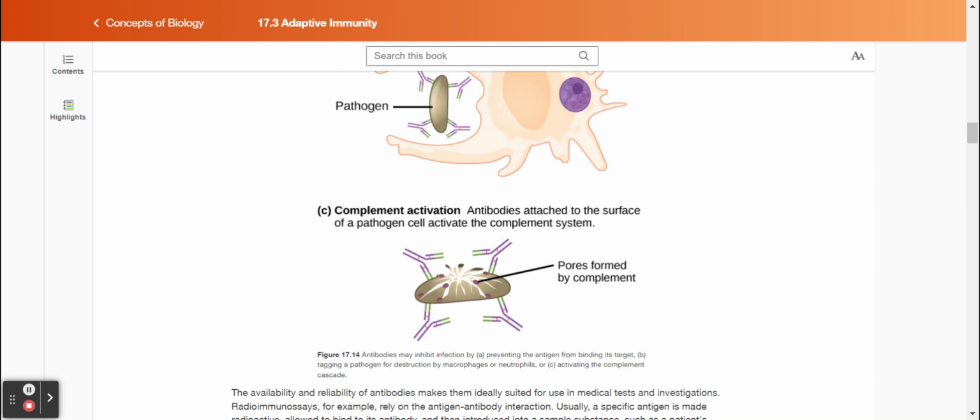Figure 17.14. Antibodies may inhibit infection by A. Preventing the antigen from binding its target, B. Tagging a pathogen for destruction by macrophages or neutrophils, or C. Activating the complement cascade.